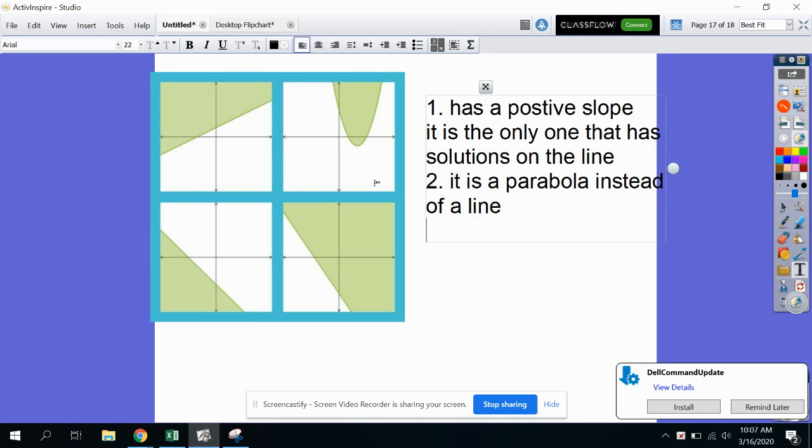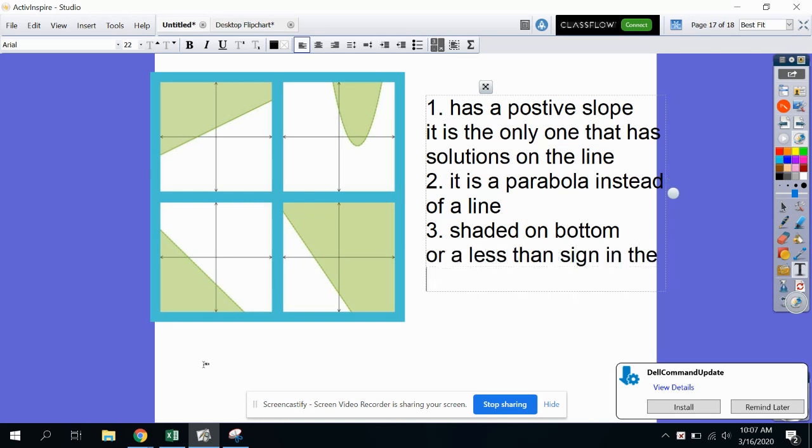All right, bottom left one. Now this one again is a little easy to see, but it kind of depends. This one's shaded on top. This one's shaded on top. This one's shaded on top. This one's shaded on bottom. So it's shaded on bottom, or a less than sign in the inequality.